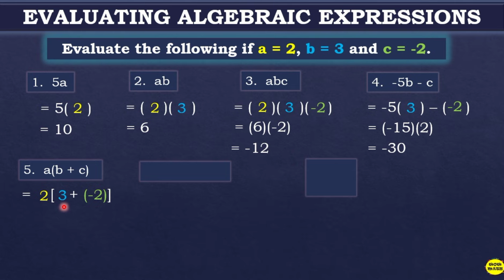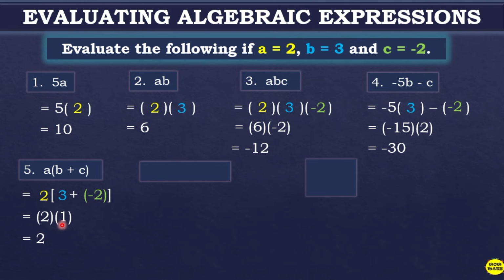So, 3 plus negative 2, different signs. The rule for addition, so that is positive 1. So, copy lang po natin to. Okay? So, unahin natin nasa loob. 3 plus negative 2, that is positive 1. And then, 2 times 1, so that is positive 2.